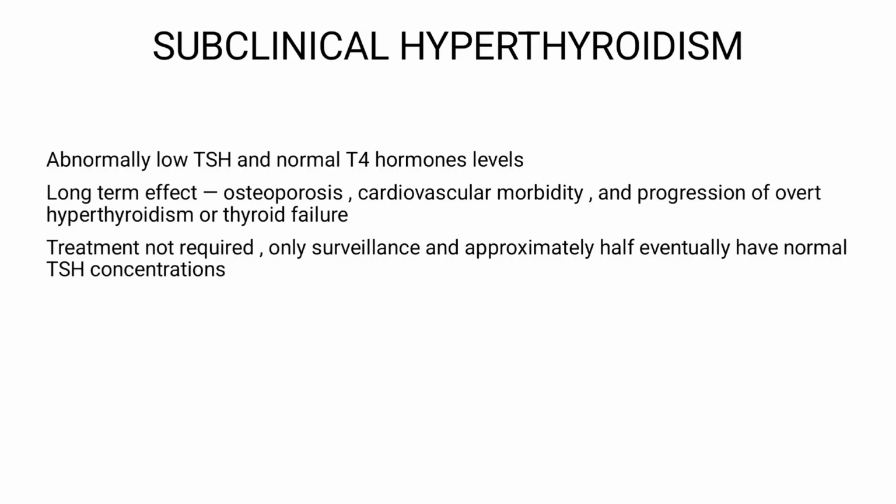In this condition, the TSH is abnormally low, but when you measure the T3 and T4 levels, they are normal. So just the TSH is on the lower side and T4, T3 are normal. The long-term effects of this are that this is also a hyperthyroid condition, but the hormones are in a normal range. So, this can lead to osteoporosis, cardiovascular morbidity, progression of overt hyperthyroidism or thyroid failure. Treatment is not required, only surveillance, and approximately half eventually have normal thyroid concentrations.